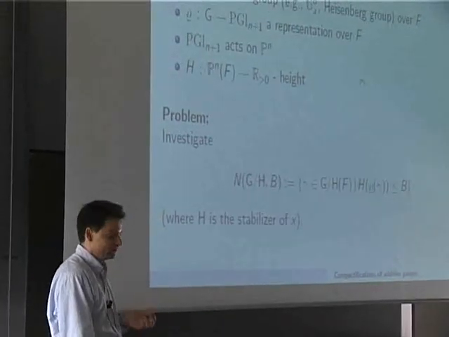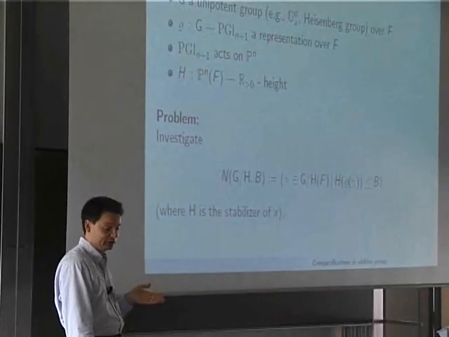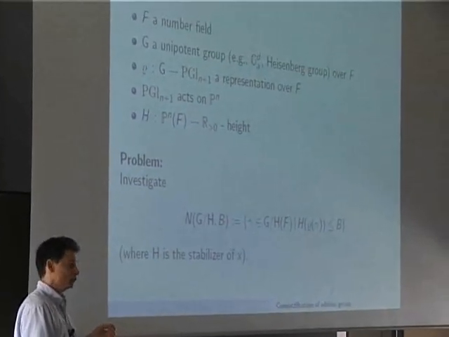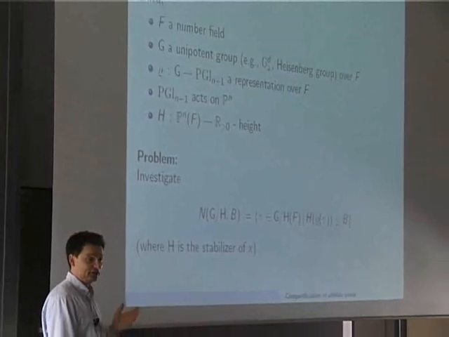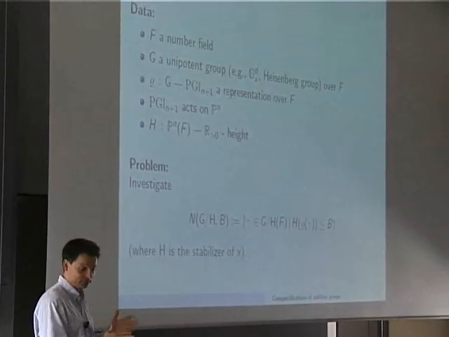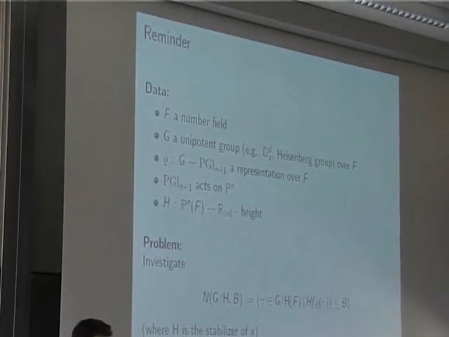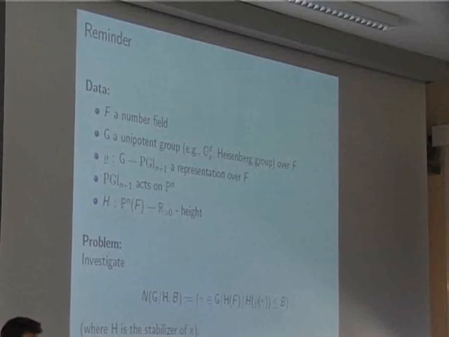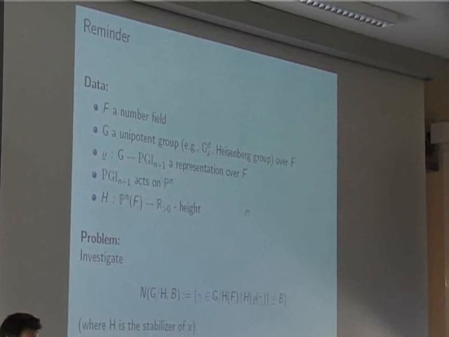On compactifications of additive groups. So this is just to remind ourselves of what's happening. We work over a number of fields, and G in today's talk will be a unipotent group, so the upper triangular group, or the Heisenberg group, or just the additive group. The additive group is just affine space with the standard vector addition on it, over F. So we look at the representation over F, so some polynomials there.